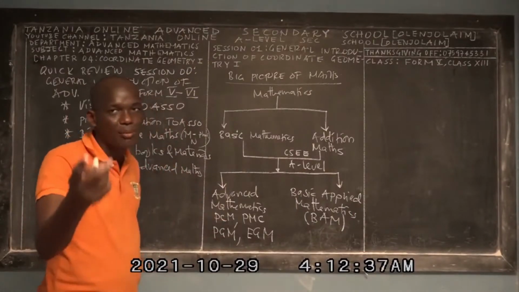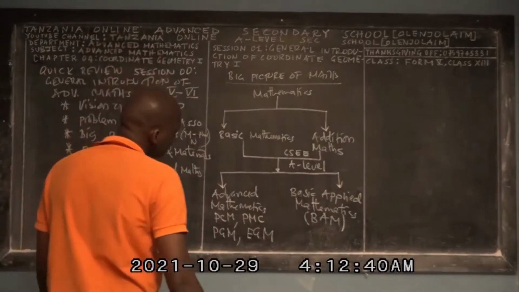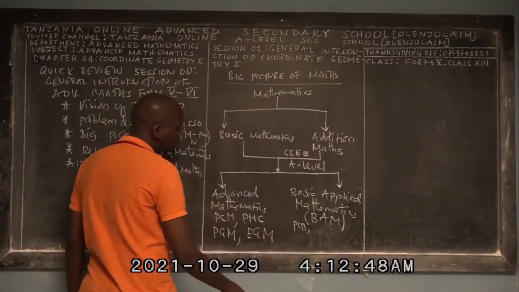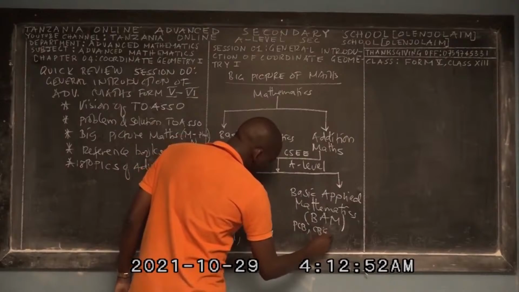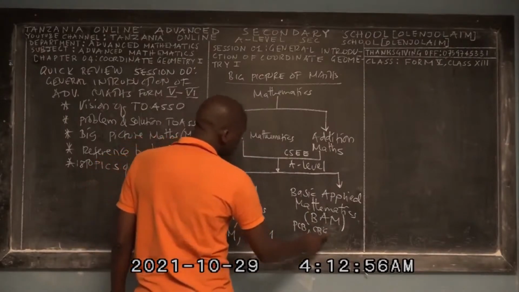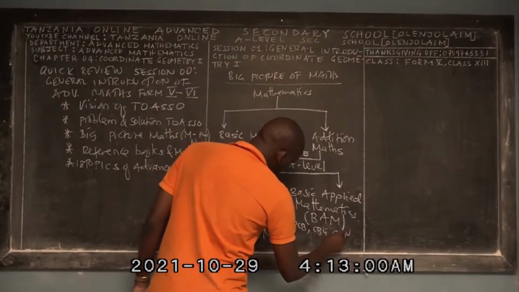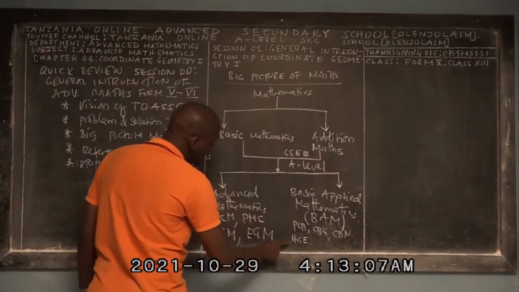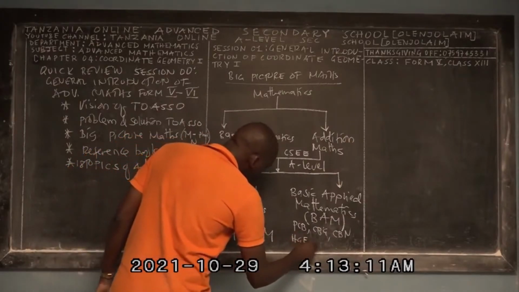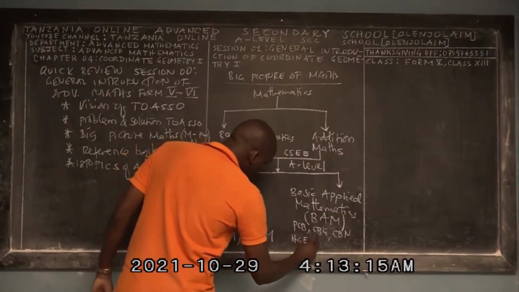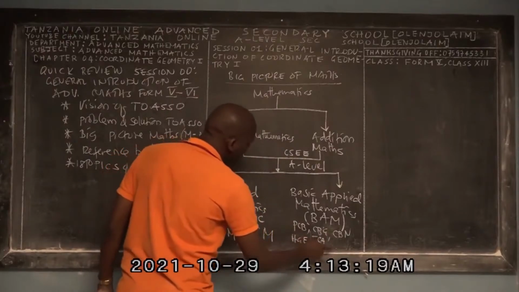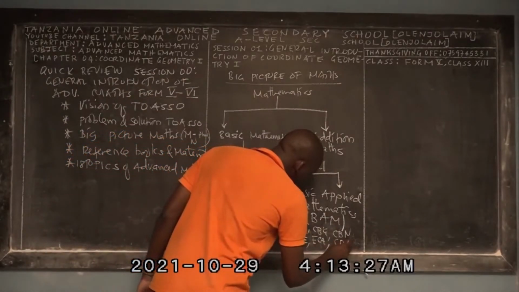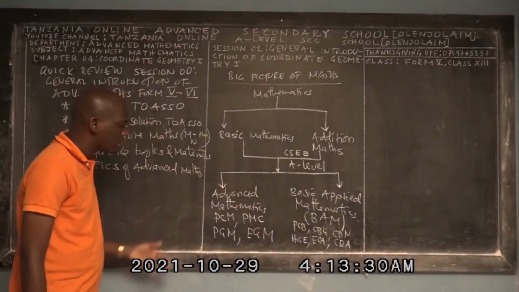Just to remind, because I know some of the viewers of this video are parents or guardians. Basic applied mathematics is the subject studied by PCB students: advanced physics, advanced chemistry, advanced biology; CBG students: advanced chemistry, advanced biology, advanced geography; and CBN students: advanced chemistry, advanced biology, advanced nutrition. Then HGE students: advanced history, advanced geography, advanced economics. Then we have ECA: advanced economics, advanced commerce, advanced accounts. So there are many combinations that have to study basic applied mathematics, and I'm teaching most of them.